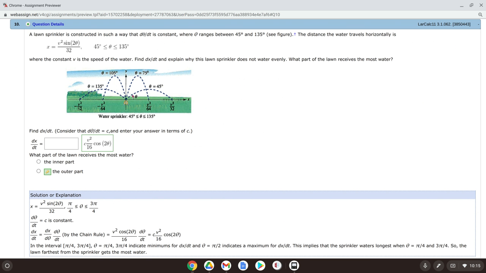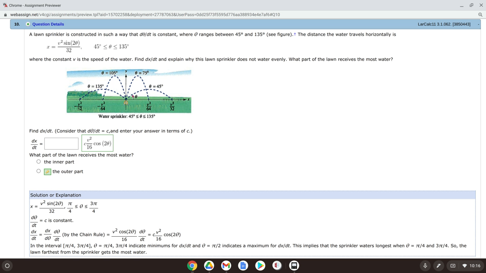So, a couple things you need to pay attention to. d theta dt is a constant, and what that means is simply the speed of the sprinkler changing its angle. It's changing its angle at a constant speed. That may or may not even be a realistic thing, but we have to live by that. Later on in this process, we're going to let d theta dt equal c, because it says that. And later on down here, it gives us a little hint about that. So that's one thing we need to pay attention to.